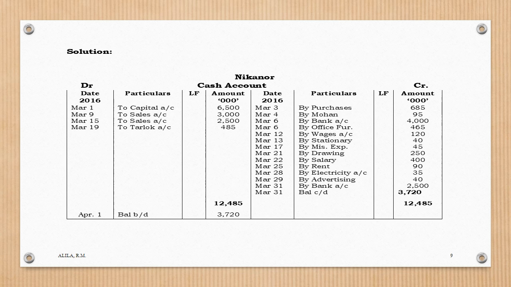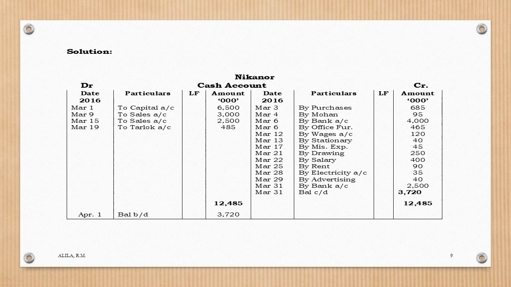On the 22nd, we make a payment of salary 400,000. On the 25th, we make a payment of rent 90,000. And on the 28th, we make a payment of electricity 35,000. On the 29th, we pay advertisement 40,000. And then on March 31st, we paid into the bank 2,500,000. So that we remain with the balance, we make a total of the debit and the credit side.